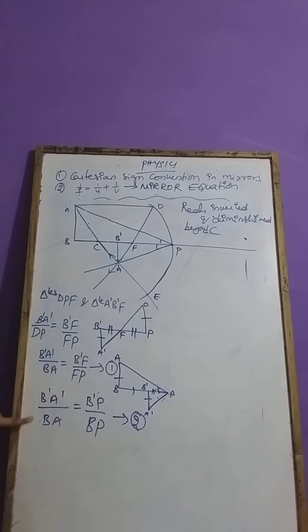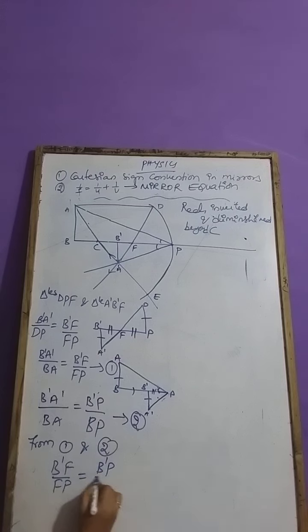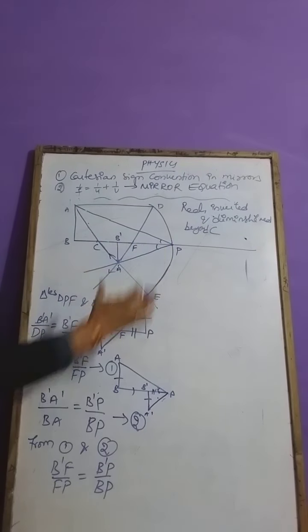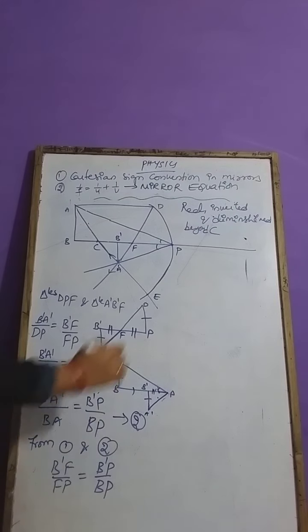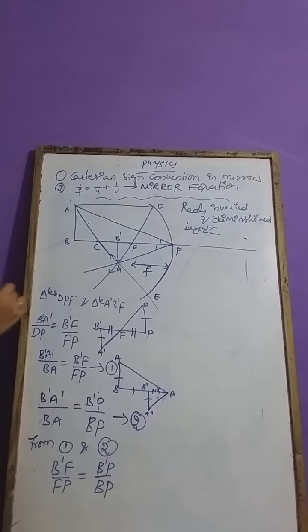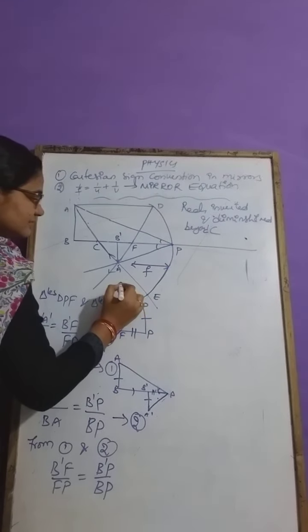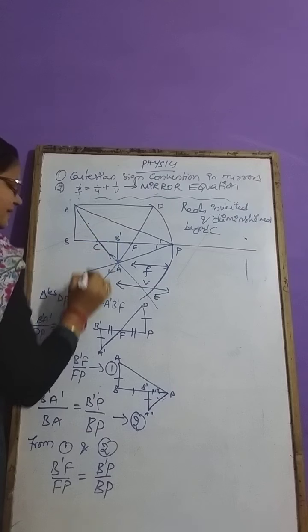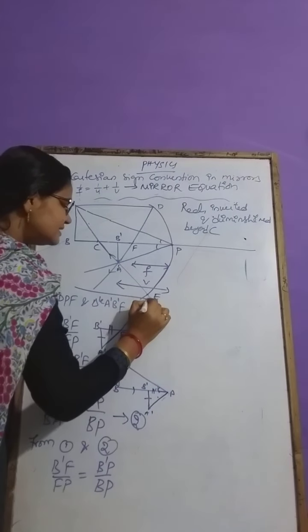From equation number 1 and equation number 2, both are equal, right? So from equations 1 and 2, B dash F by FP is equal to B dash P by BP. But what is B dash P? This is B dash P. The distance between F and P is the focal length f. The distance between this image and P is the image distance v. The distance between the object and P is the object distance, isn't it?